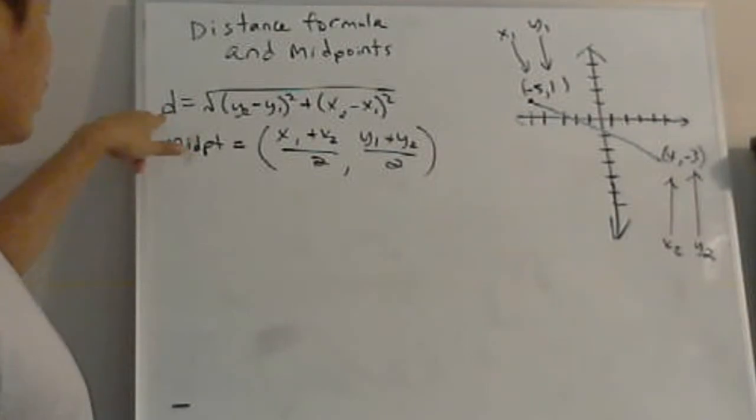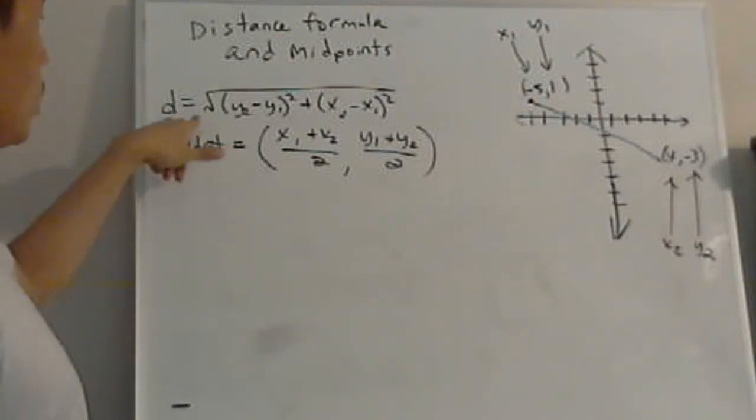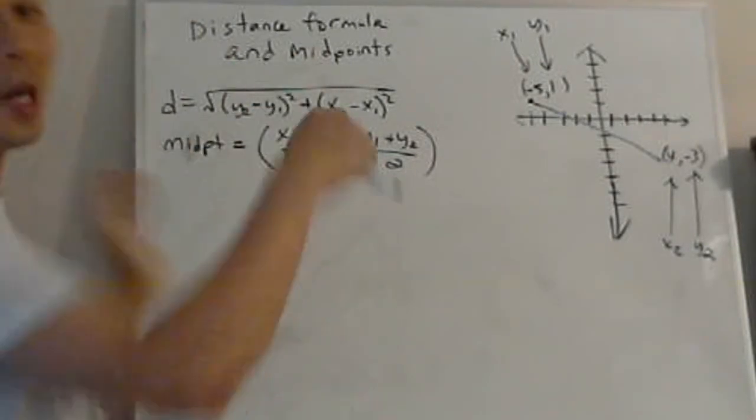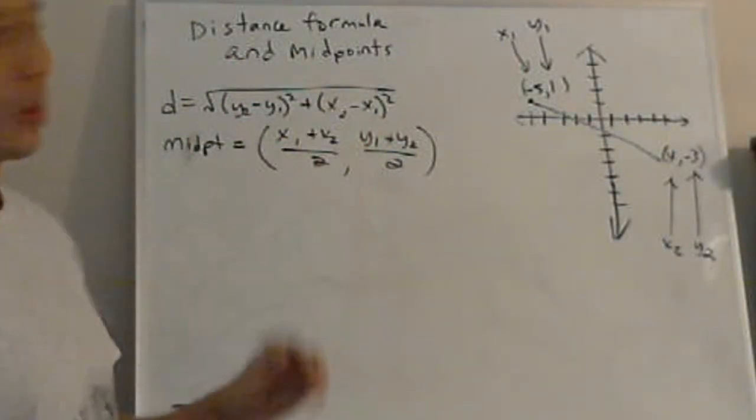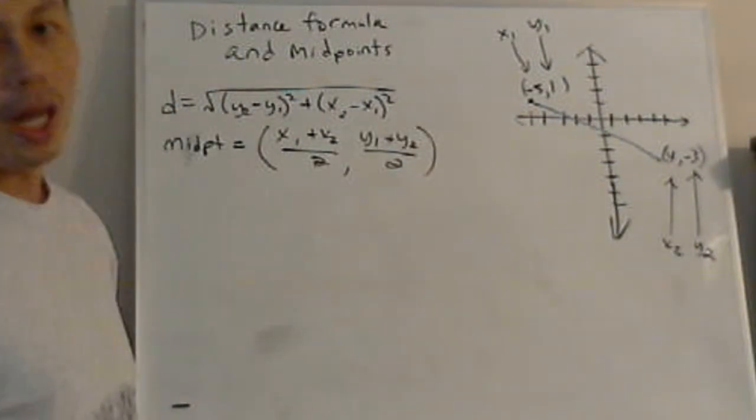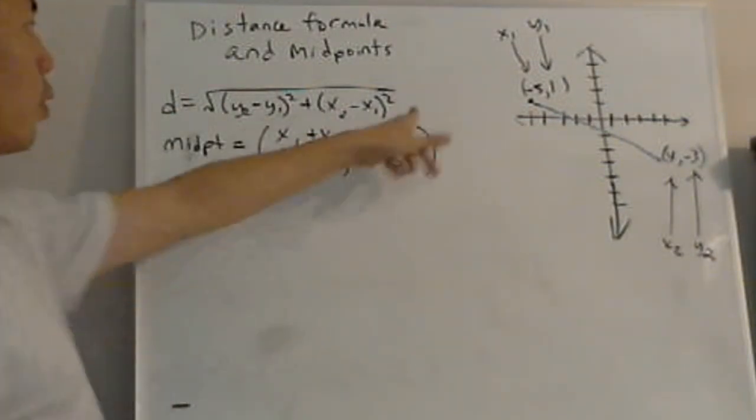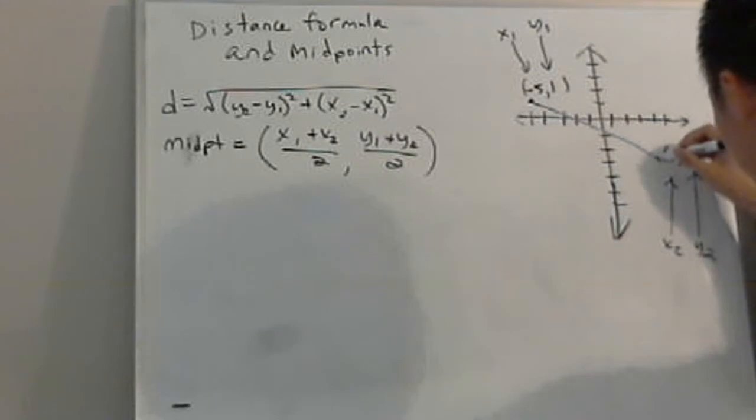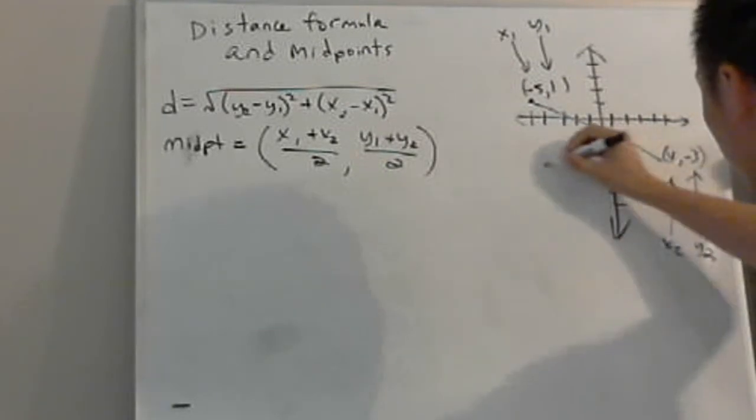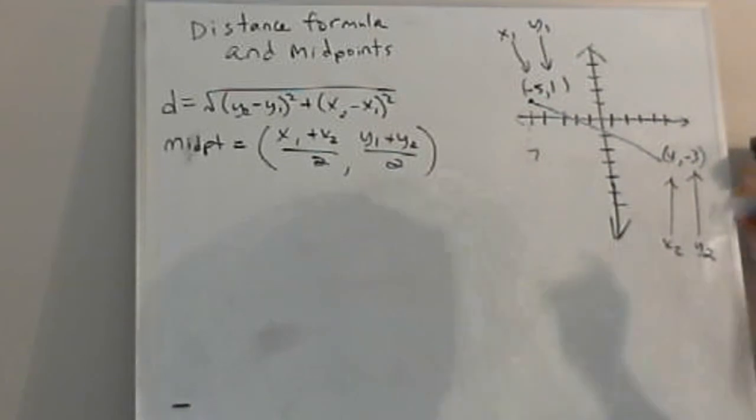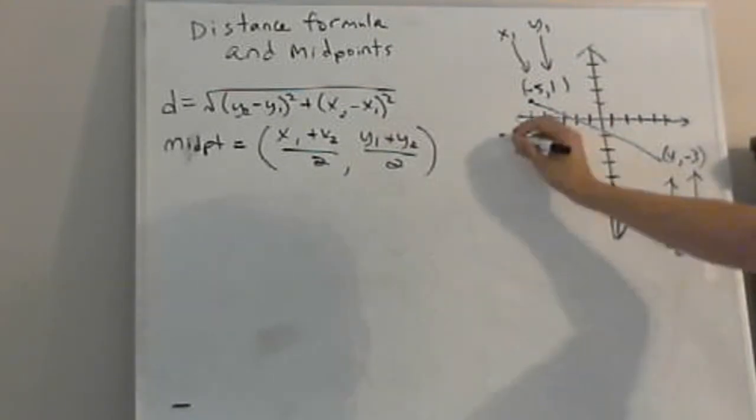The distance formula is equal to the square root of (y2 minus y1) all squared plus (x2 minus x1) all squared. People usually don't remember that. It's hard to remember. So the way I like to teach how to remember the distance formula is that if you look at the distance between these 2 points, it forms a right triangle right here. That's where the formula comes from, because it's a right triangle.